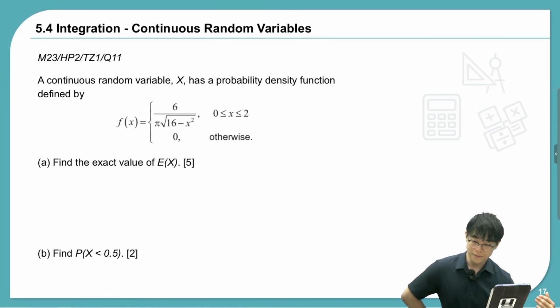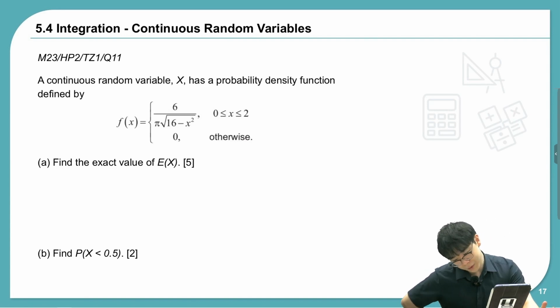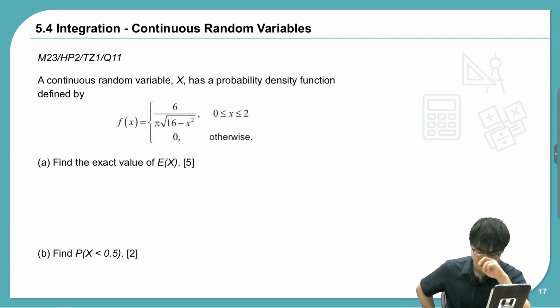Let's go to number 11. So this is a probability density function. Usually we might have to normalize this by using the idea that the total area under the curve is 1. But thankfully, in this case, we're not required to do that because we're just given the f of x right away. Instead, we just go for the exact value of expected value.